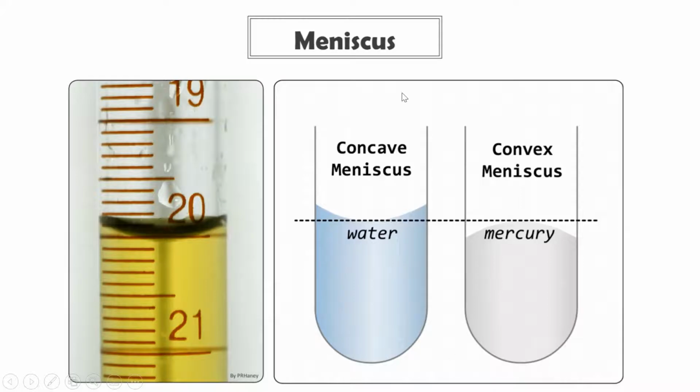If when you pour the water into the graduated cylinder, if that's what you're using, or if you're using a measuring cup, you might notice that the water will not be straight across and flat. It will be curved. This is a concave meniscus.